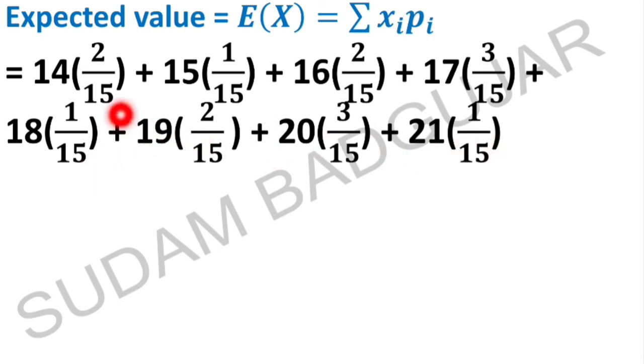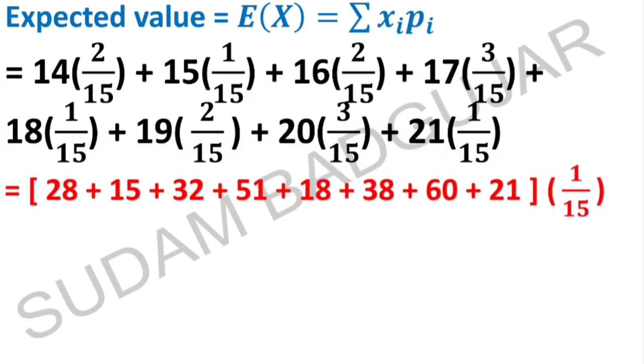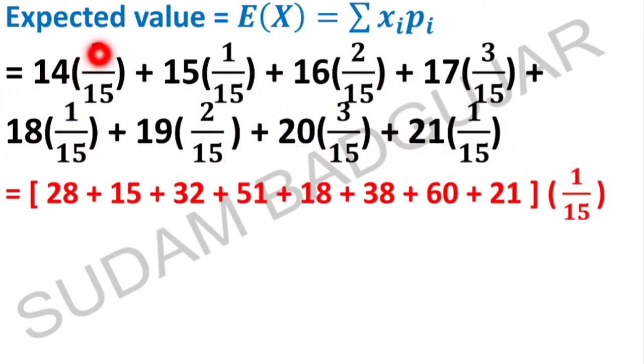In this way, here again the same type, the same method you have to apply as in the previous sum. Taking 1 upon 15 common, you will get 1 upon 15 out, means 14 into 2 is 28, 15 into 1 is 15 plus 16 into 2 is 32, 17 into 3 is 51. In this way, adding all these, you will get 263 into 1 by 15, means 263 divided by 15. After simplifying, it becomes 17.58.